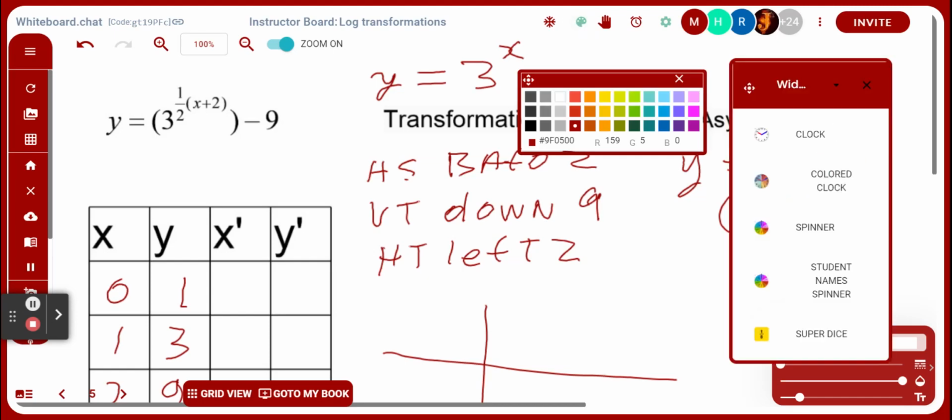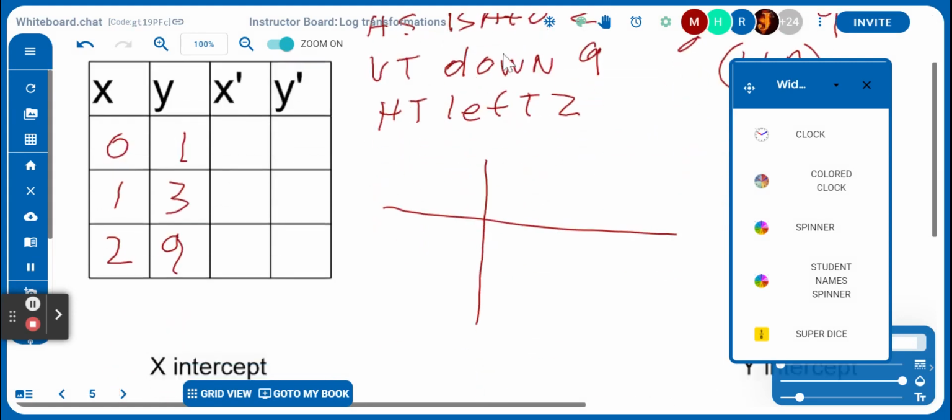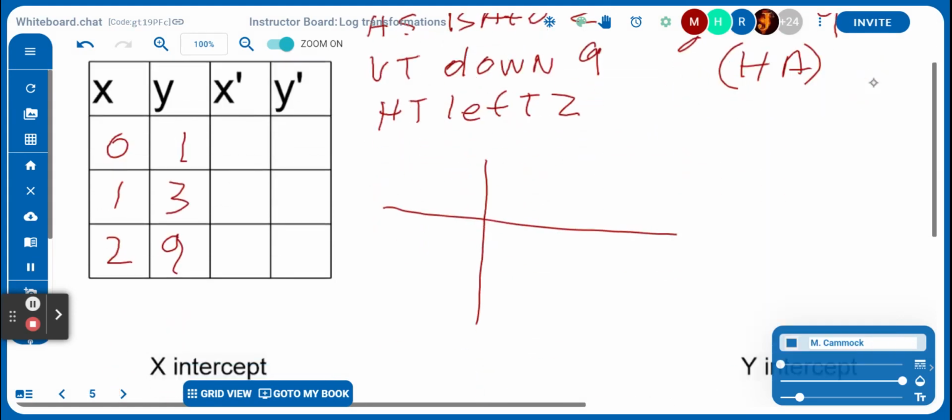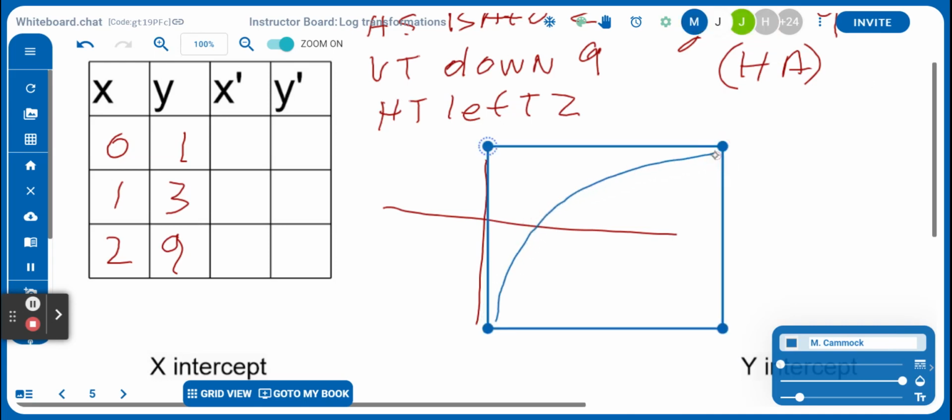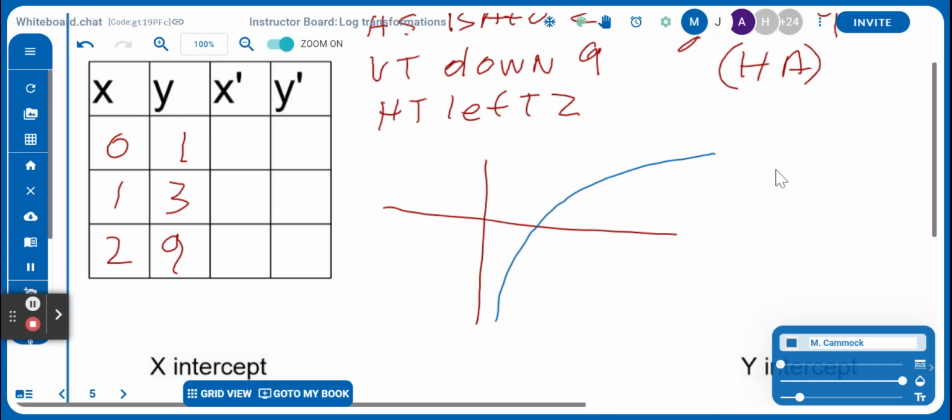So let me go to blue. What I'm going to do is show you what a typical log function looks like. A typical log function looks like this. Hopefully everybody can see my graph. That graph is going forever down and forever up. So FYI, the range of the log function is all real numbers, because it's always going to continue going down and always going to continue going up. There is no restriction on the range of a log function.